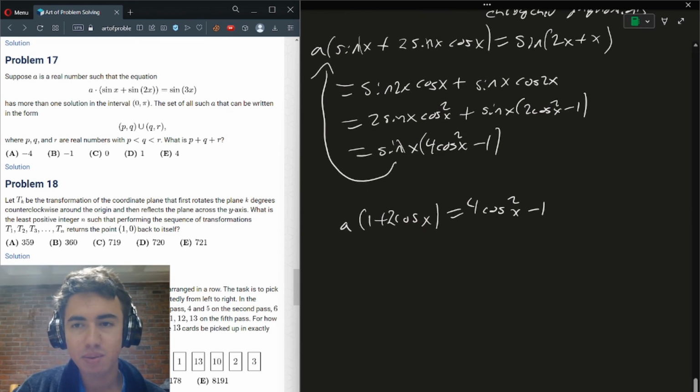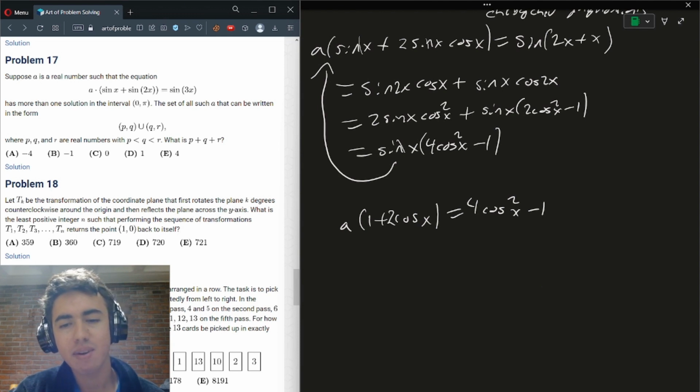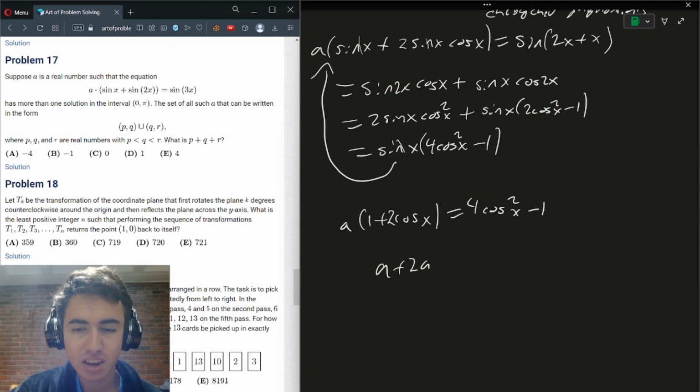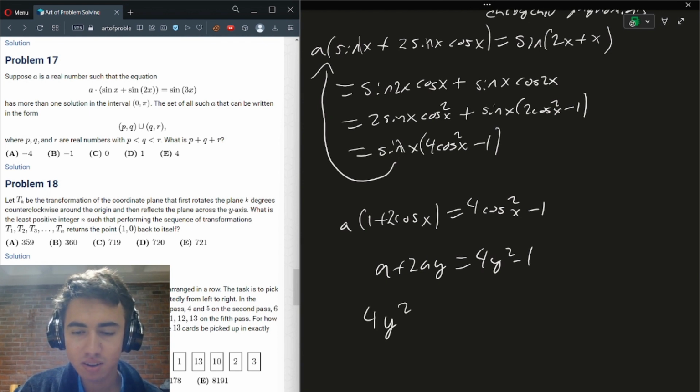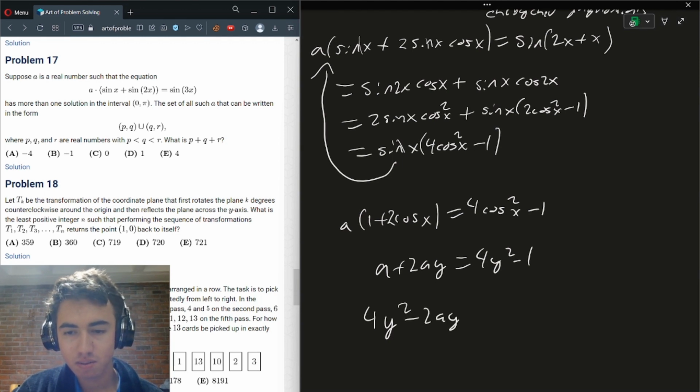Now, we can see that expanding this equation was good, because now everything is just in terms of cosine of x, which we can think of as one variable. I'm going to rewrite it as y. So a plus 2ay is equal to 4y squared minus 1. And rearranging, we basically have just a normal quadratic. 4y squared minus 2ay, minus 1 minus a, is equal to 0.